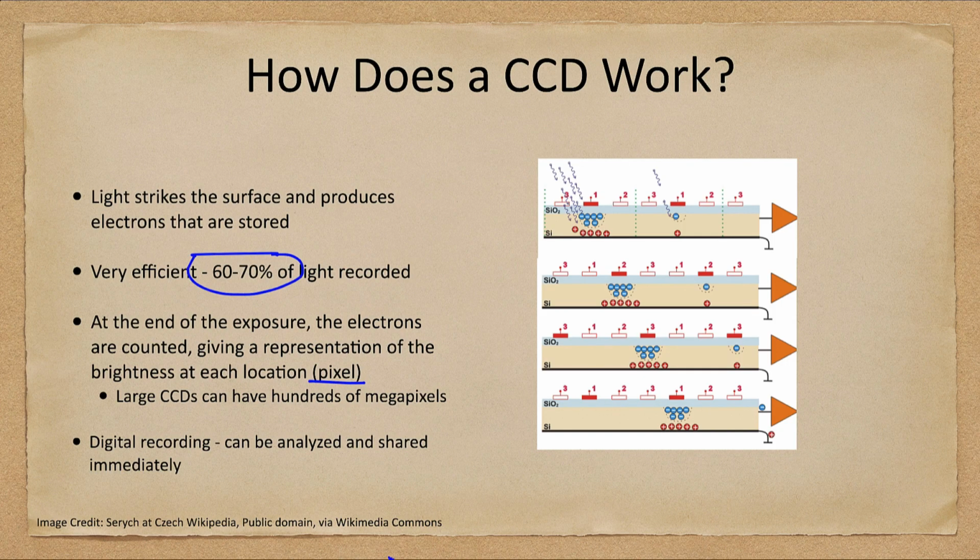And then you would have a way of reading them out. You'd have to read out electronically how many you had. You'd transfer the electrons and count them as they came out, and that would then tell you the brightness. And you do that for millions of pixels if we're talking megapixel CCDs, or even billions of pixels. So it is a detailed process, but one that you're familiar with every day. And of course, it is a digital recording, so it can be analyzed and shared immediately.